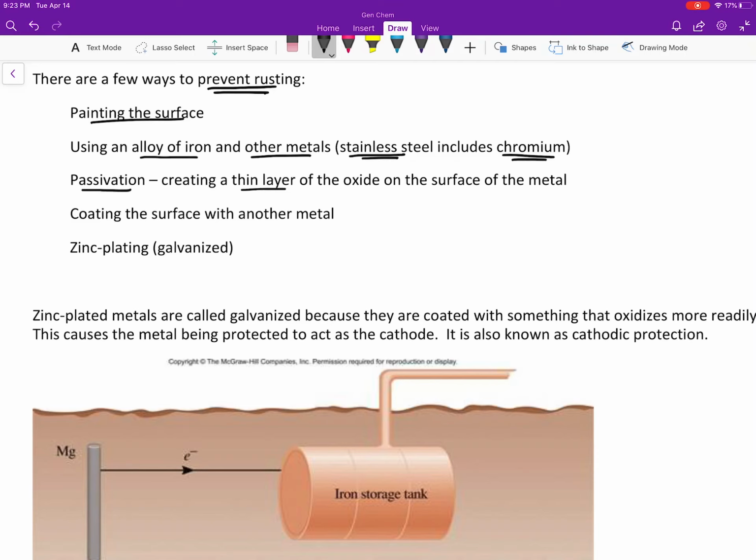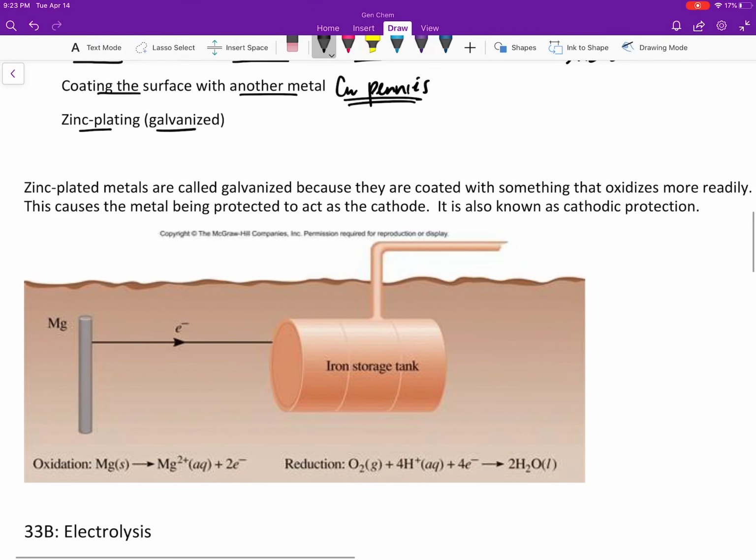Passivation is creating a thin layer of the oxide on the surface metal. So this is what they do with the aluminum oxide. Coating the surface with another metal. So copper pennies have, it's kind of the opposite reasoning though, but copper pennies are actually a mixture of more than one metal. That's a cost measure, but it's an example of having a metal on top of another metal. And then zinc plating or galvanization is another example.